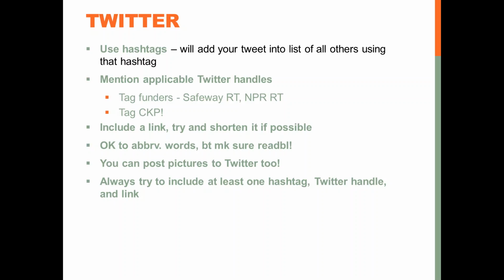And if you can, try and include a link, whether it's just to your Volunteer Hub page or maybe even your Facebook page, if that's the main way that people can see information and stay up to date, because it just keeps people connected into the community and lets them learn more about you and see more of what you do. And it's okay to abbreviate words, but make sure it's readable. You don't want to abbreviate so much that you can't read the tweets, but obviously tweets have a character limit, so sometimes you have to abbreviate.